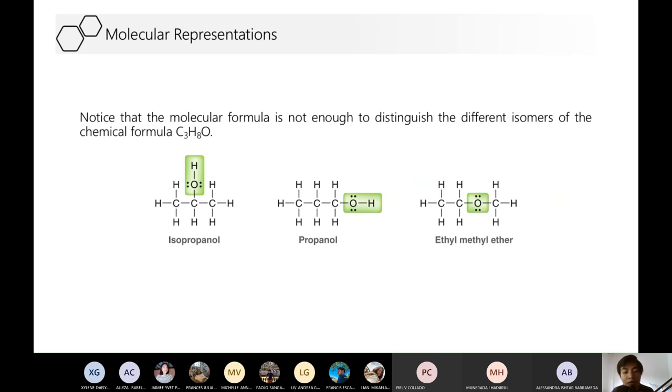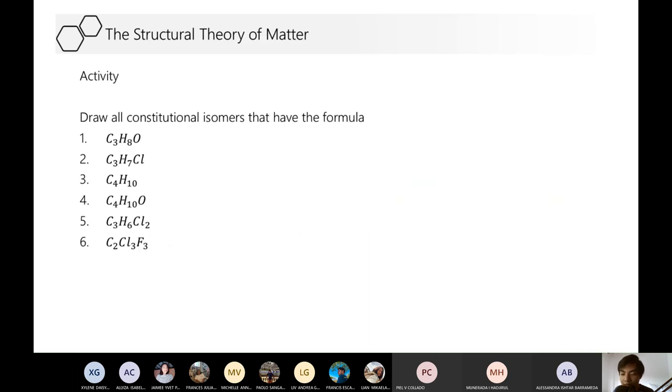So, magkakaibang connection, pero iisa yung dami ng atoms. At yung valency ay preserved, no? So, anyway, punta tayo sa structural theory of matter activity, no? So, kung nanonood kayo ng organic chemistry videos sa YouTube, yung sa playlist ko, actually na-discuss ko to doon in depth. So, anyway, let's try to draw the isomers that we can create out of these chemical formulas, no?